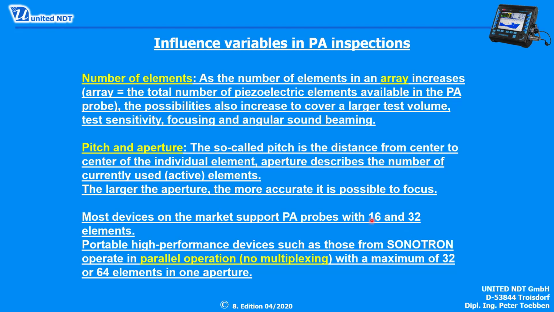They have, for example, 16 pulsers, and then they have 128 receivers. But that means the 16 pulsers have to be used several times to make sure that the inspection is made with the high number of receivers. Sonotron instruments all have parallel operation, and there are 32 or 64 elements in one aperture.